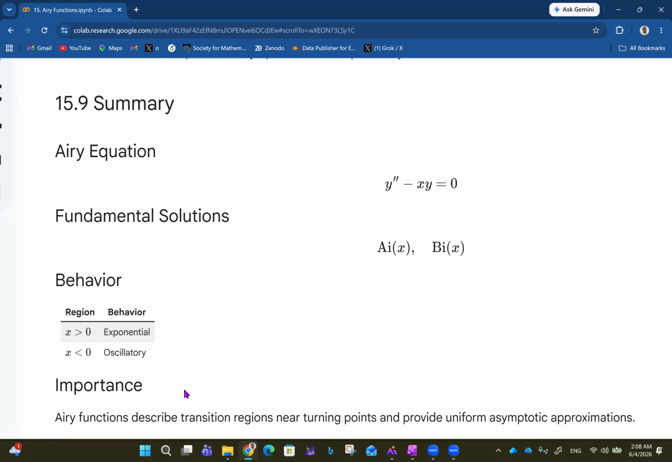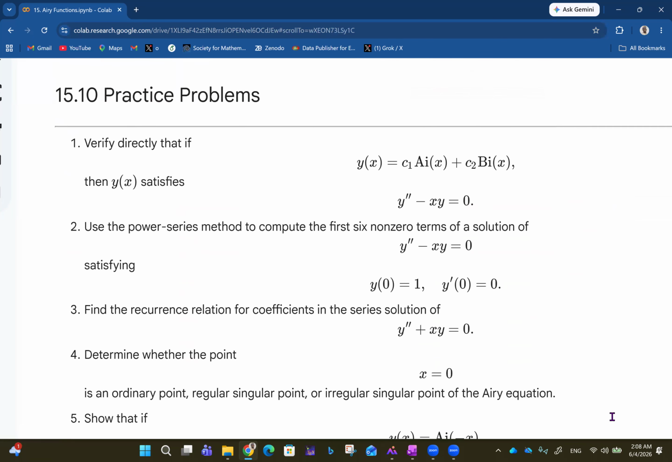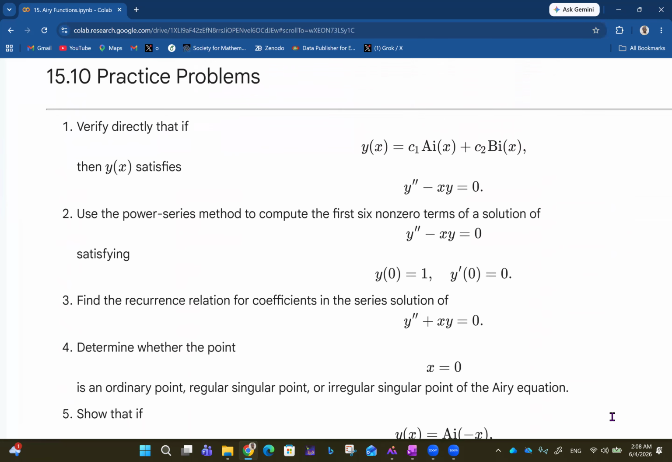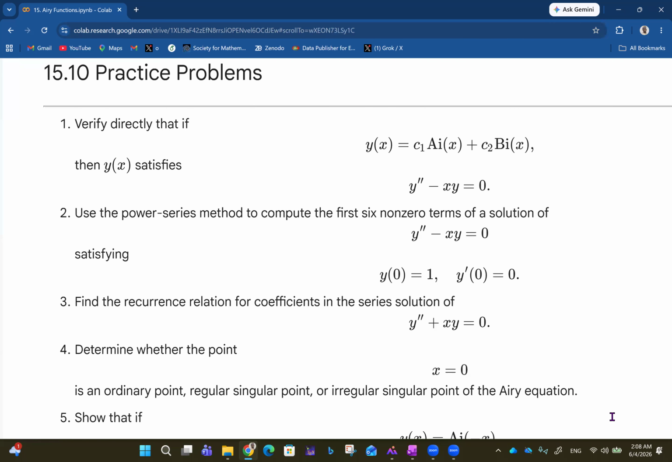Right. So the importance is that Airy functions describe transition regions near turning points and provide uniform asymptotic approximations. So if you're talking about transition regions like that, Airy equations provide a very nice way to visualize some of these things. So now we have practice problems, and as usual, I'm going to solve two of these practice problems. I'll be solving problems 8 and 12.